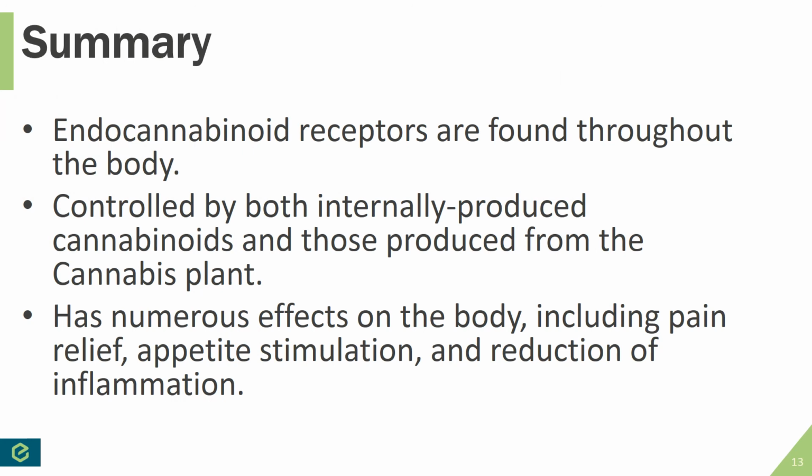So in summary, endocannabinoid receptors and the endocannabinoid system are found throughout the body. They are controlled by both internally produced or endogenous cannabinoids, as well as those that are produced by the cannabis plant itself, or exogenous cannabinoids. They have numerous effects on the body, including pain relief, appetite stimulation, and the reduction of inflammation. With that being said, there are numerous other applications that have been researched, as well as other applications that maybe haven't even been discovered yet. As you can imagine, this is a very exciting field of research, and there's potentially going to be a lot of positive benefits that will come to light with time. So definitely an area to continue to follow and see what comes.